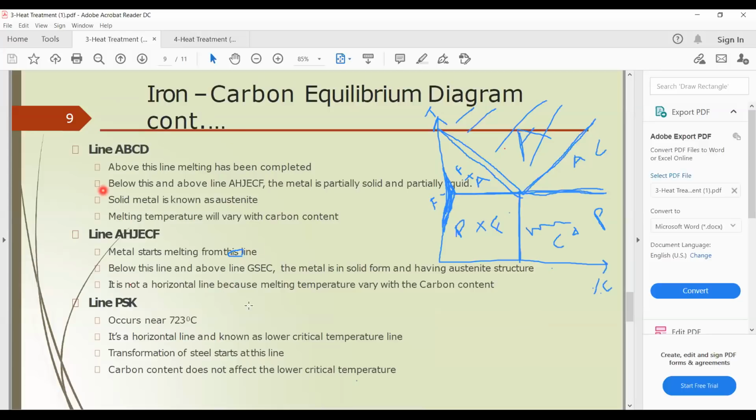Okay, so these are the things I have explained here. Then line PSK means this horizontal line. So this one is 723 degrees Celsius. And what will happen here: the percentage of carbon available, or the carbon content, does not affect this lower critical temperature. So this temperature line is important, right? These are the explanation of this iron-carbon equilibrium diagram.